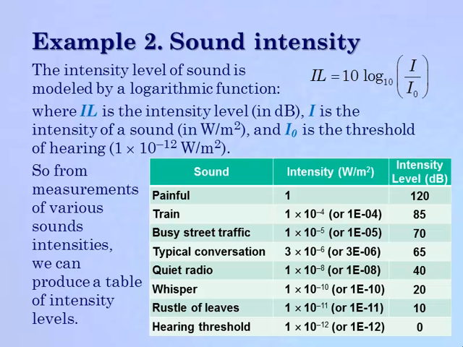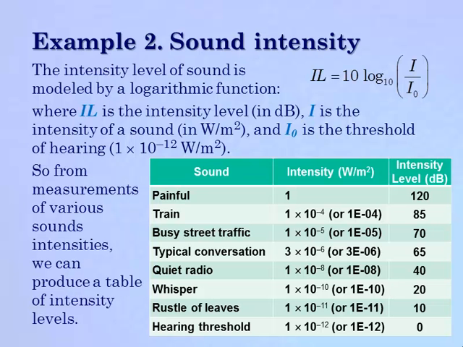So from measurements of various sound intensities, we can produce a table just like here, where we have the intensity that's measured, the I values, and the IL, the intensity level values. You can see at the hearing threshold, the IL value is equal to the log base 10 of 1 times 10 to the minus 12 divided by the threshold, 1 times 10 to the negative 12. So that's the log of 1, which happens to be 0. And as we get louder and louder, the intensity levels increase.